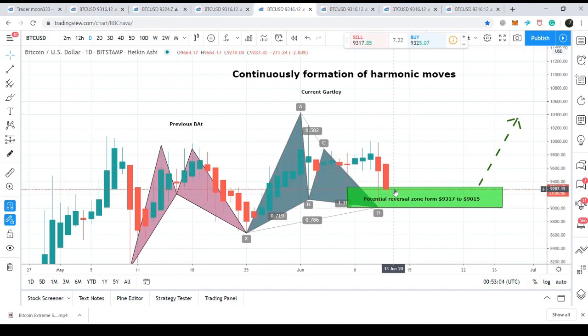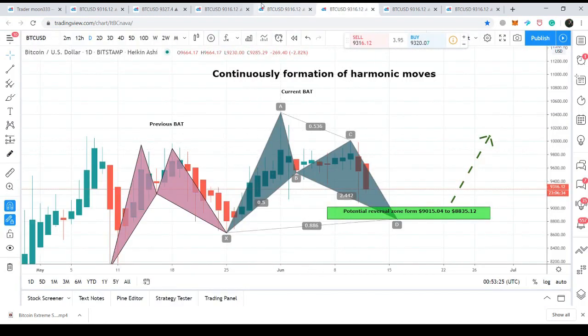And that was starting from $9,317 and ends up to $9,015. And finally, the price action has entered this potential reversal zone. But I think this would be the bat pattern rather than the Gartley pattern, because we have the support at $8,800, and I'm expecting that the price action may break down the support of $9,500, and after that it will be retesting the previous support of $8,800.